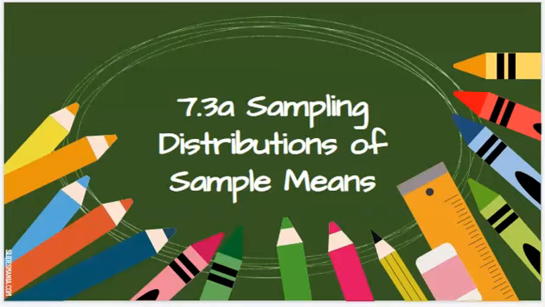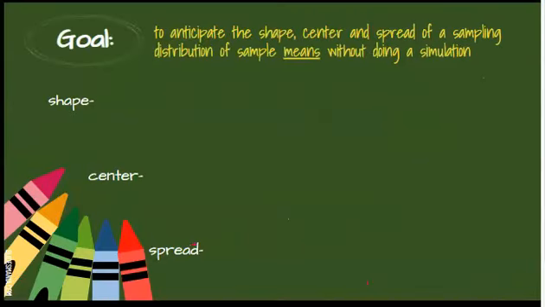Okay, so we're continuing on with sampling distributions, but this time we're looking at the distributions of sample mean. Our goal here is to be able to anticipate the shape, the center, and the spread of a sampling distribution of sample means without having to do a simulation. So we've looked at patterns, and we're going to look at overall how do we know shape, center, and spread, which will be helpful for us as we solve some problems later on.